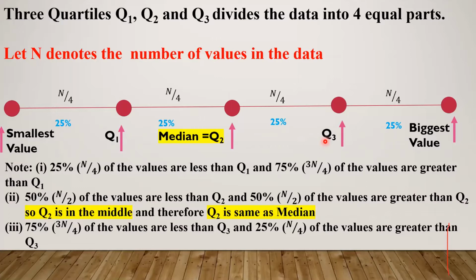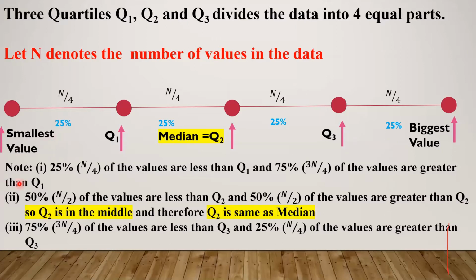Because I'm dividing the data into 4 equal parts, and n is the total number of values in the data, each of these parts will contain n by 4 values. From the smallest value to Q1, n by 4 values. Between Q1 and Q2, n by 4 values. Between Q2 and Q3, n by 4 values. And similarly, between Q3 and the biggest value, n by 4 values. If you convert it into percentage, each part contains 25% of the data.